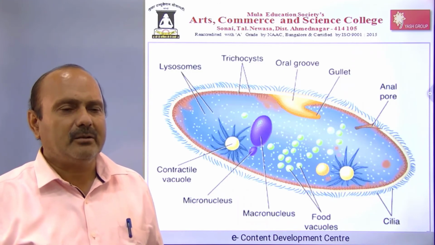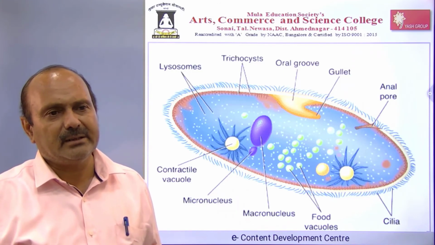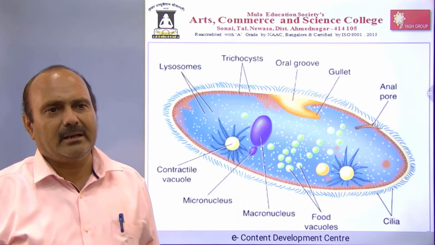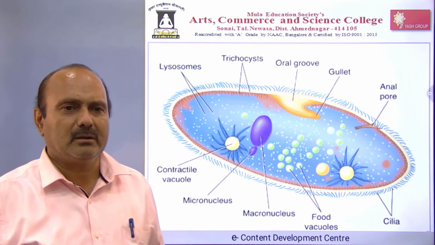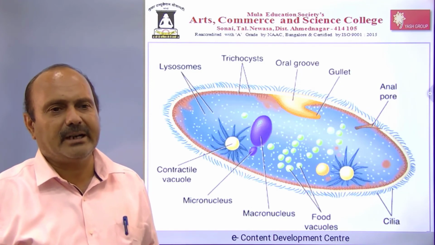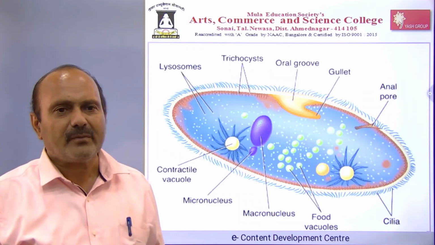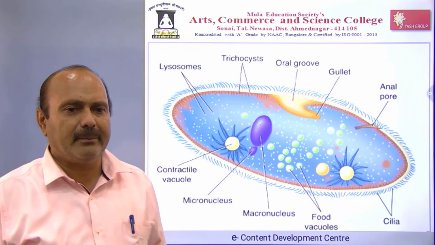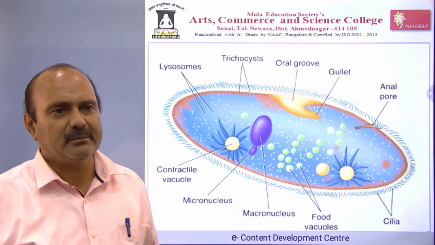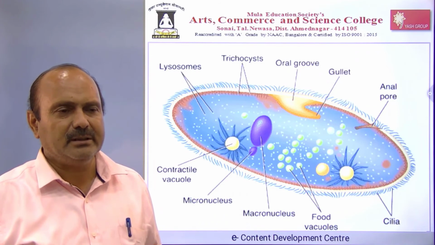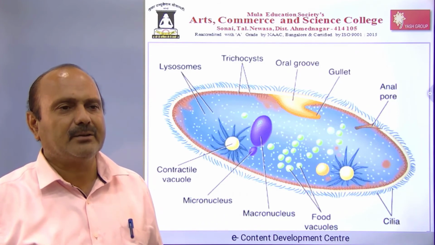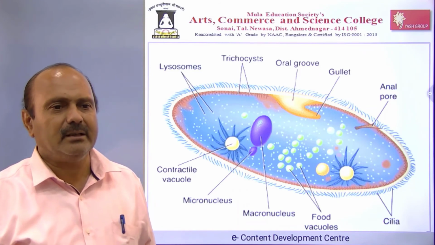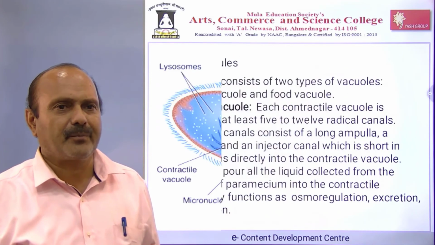Then the trichocysts, which are located inside the outer layer of the pellicle, and the oral groove, which is called the mouth or gullet, through which the food particles enter the body. And at the side there is the anal pore, called the cytopyge or temporary anal opening. So this is nothing but the morphological structure of the paramecium, and inside there are also a number of lysosomes and different cell organelles located in the endoplasm of the paramecium.